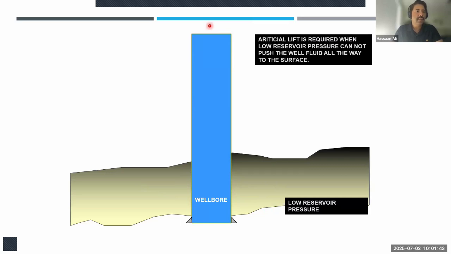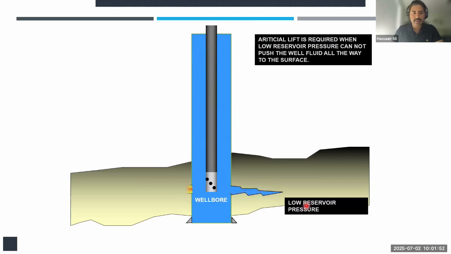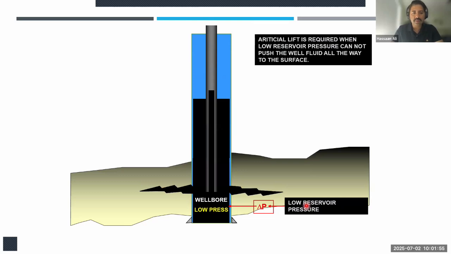Sometimes you have a well bore and you have a low pressure reservoir right over here at the bottom. You will lower your tubing, you will have your perforation, but your reservoir pressure, or the delta P differential pressure, is not enough to push the fluid all the way to the surface. So you can see it stops somewhere halfway up the well bore. In that kind of scenario, when you do not have enough reservoir pressure to push it all the way to the surface, you require something which is called an artificial lift system.